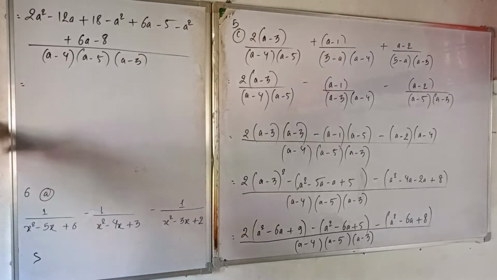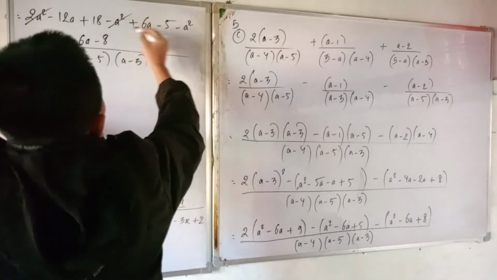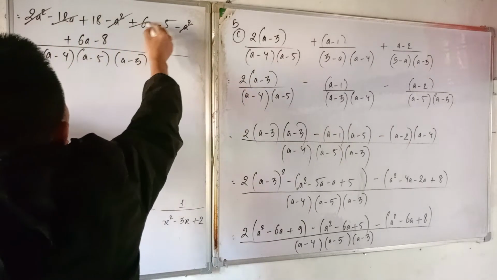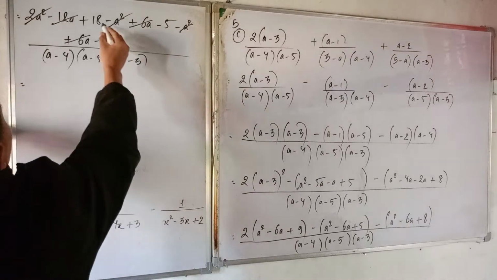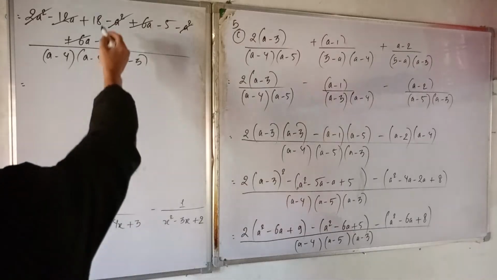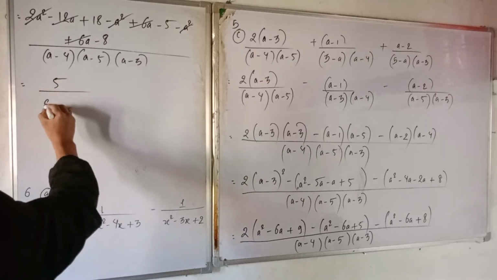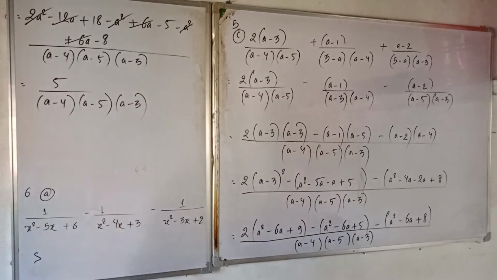Now just operate the like terms. Now 2a square minus a square minus a square, this gets cancelled here. Minus 2 times a square, that will get cancelled here. Minus 12a plus 6a plus 6a gets cancelled. And here's the remaining: 18 minus 5, minus 8. So 18 minus 8 is 10, minus 5 is 5, by a minus 4, a minus 5, and a minus 3. It's done here. Okay, now this is the answer.